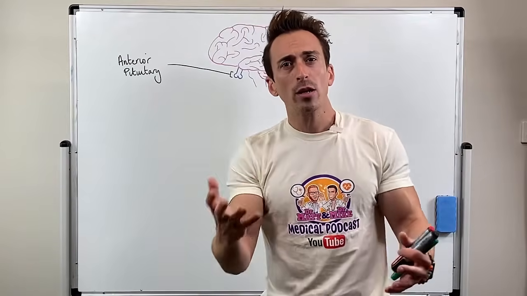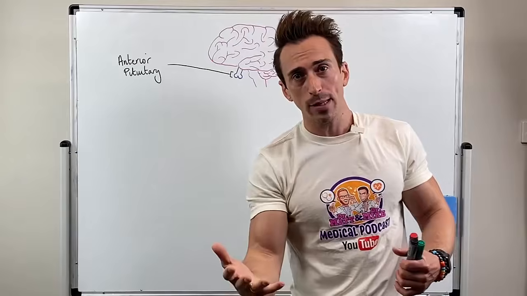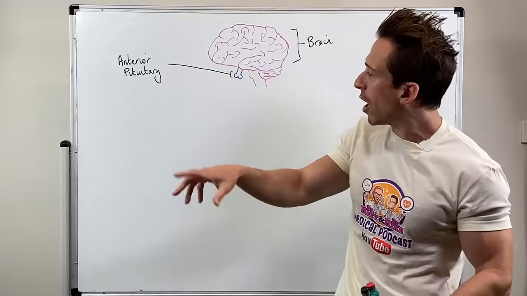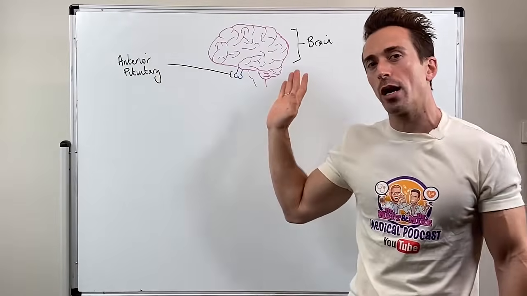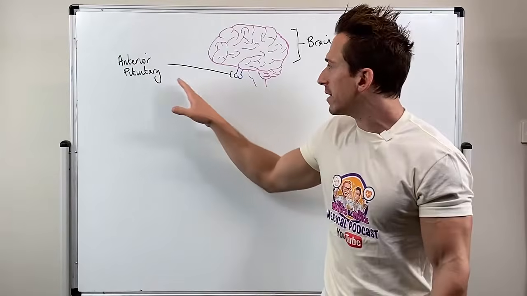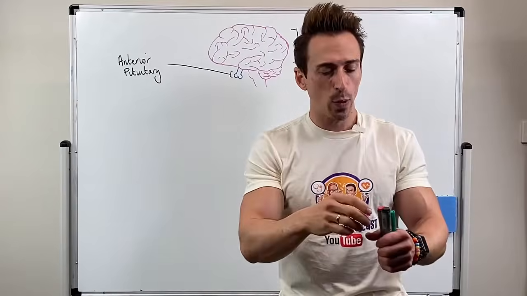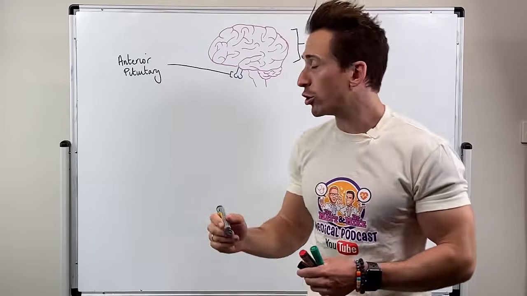So to begin with, we know that there is a part of the brain called the hypothalamus, and there is a projection of the hypothalamus called the pituitary gland, and it has an anterior and posterior lobe. We're going to focus on the anterior lobe of the pituitary gland because that is where the gonadotropins are produced.